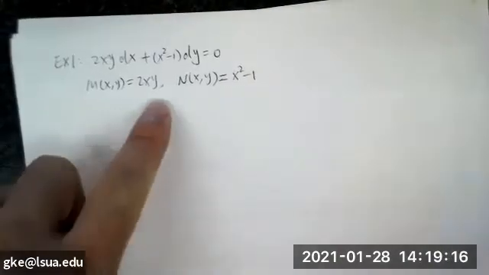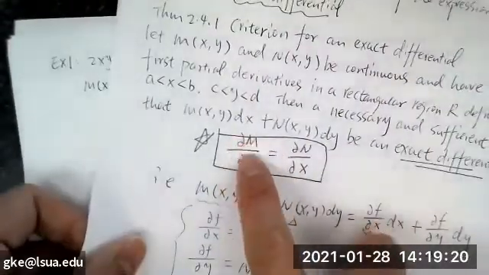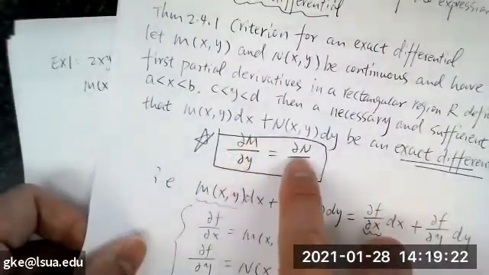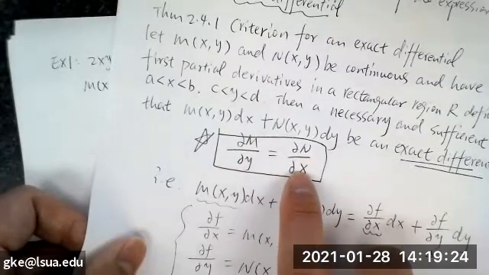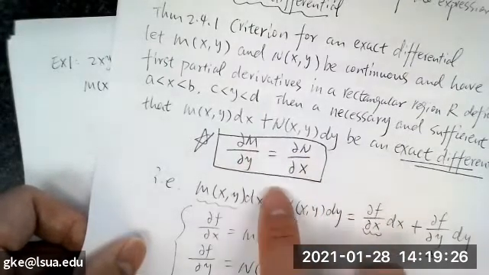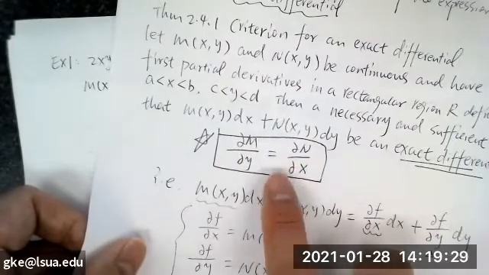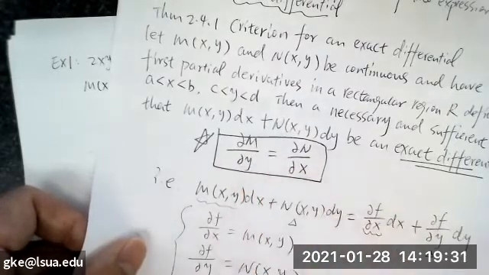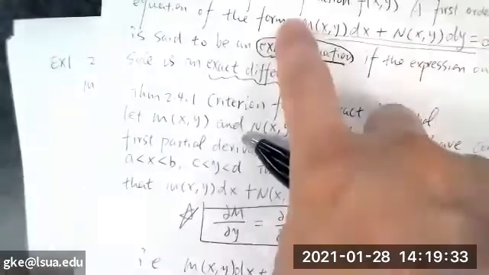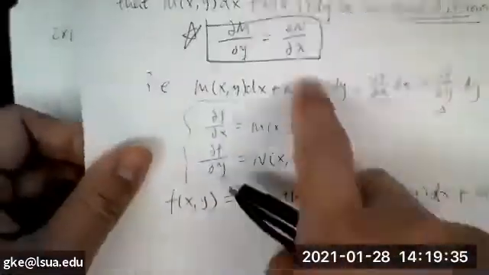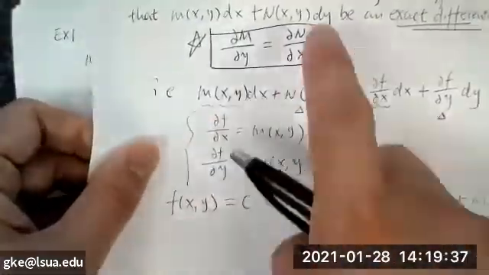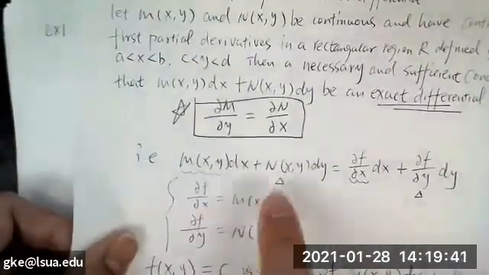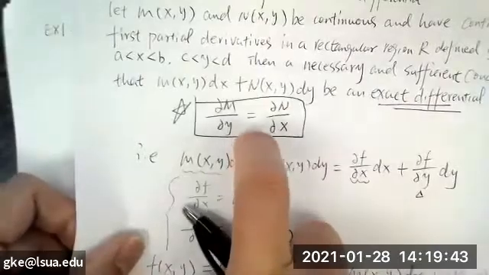Now we need to check the exact equation. That means we need to check partial M over partial y and partial N over partial x. We're going to check whether these two equal each other. If equal, that means it is an exact equation, then you can use the following condition. If it's not, you couldn't use the following condition. So that's the key part.